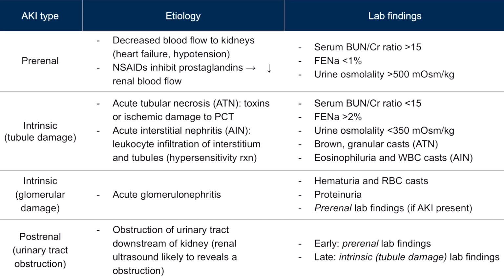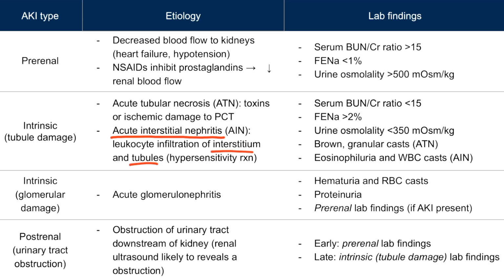Now going back to the table, just keep this underlying pathology in the back of your mind. Prerenal conditions are marked by decreased blood flow, which can lead to ischemic damage, causing acute tubular necrosis. Now let's discuss the details pertaining to acute interstitial nephritis. Acute interstitial nephritis is basically leukocyte infiltration of the interstitium and damages the tubules.